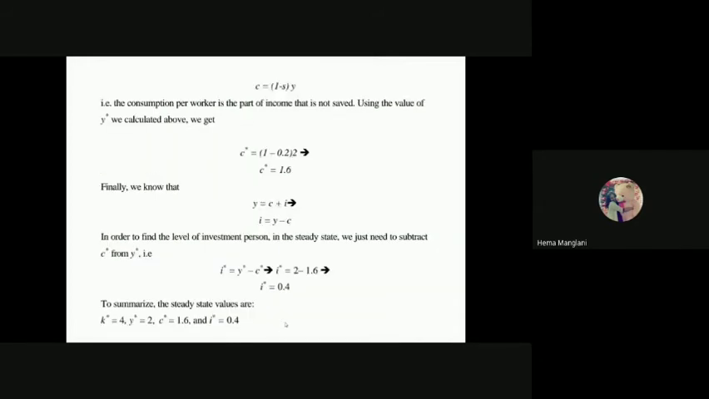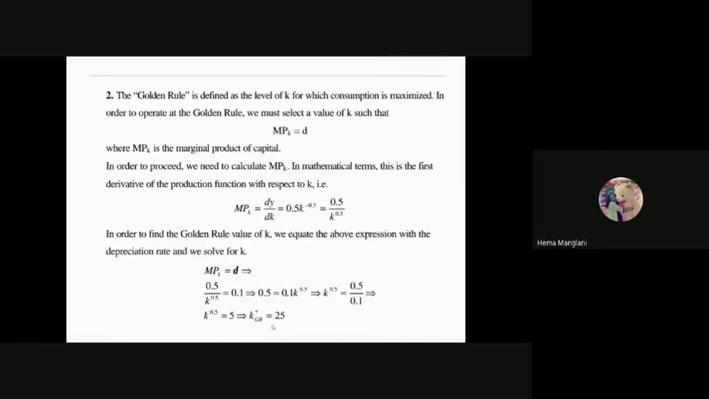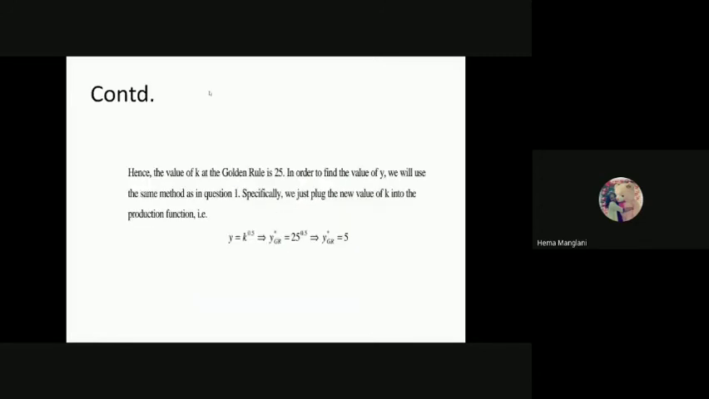So right now we are here at 4, so it means we have a potential to raise it. Is that clear to you guys? How k star of golden rule gives us the new value. And this new value says that the economy still has to go up. That is the meaning. Hence, the value of k at the golden rule is 25.